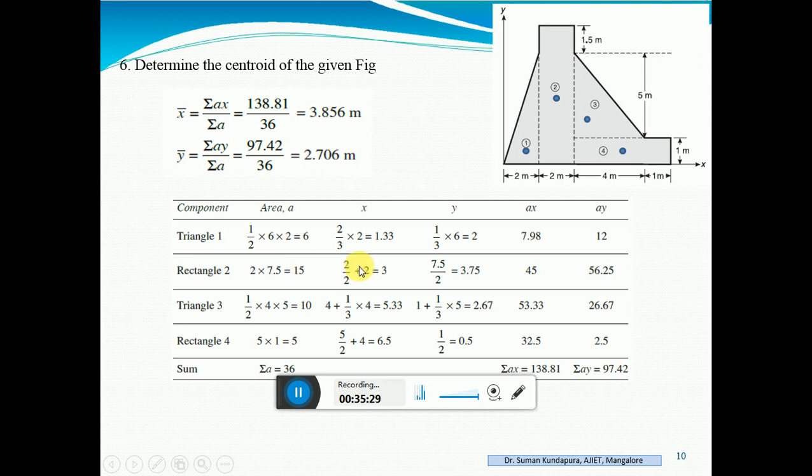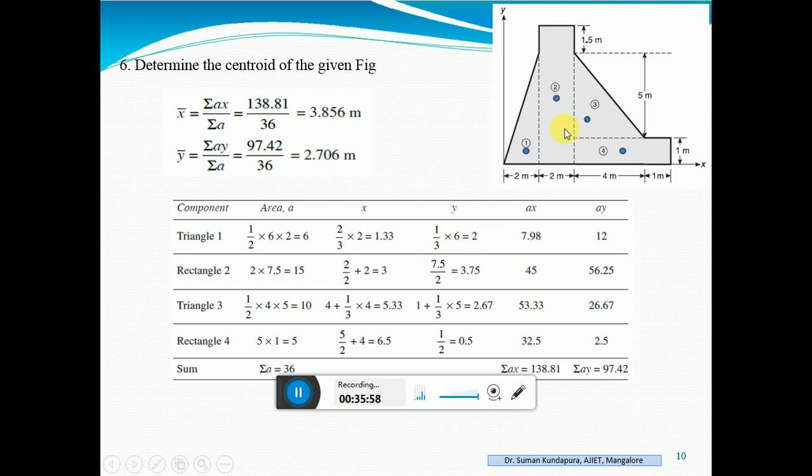How will you find out the x distance? X distance, the centroid of the rectangle is lying somewhere here in between. So that is nothing but this distance, whole 2 plus half of this distance. This is 2 divided by 2. So 2 plus 2 by 2 is 3. 2 meter plus 1 meter, that is 3 meters.